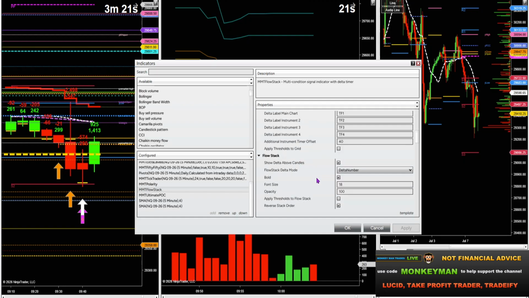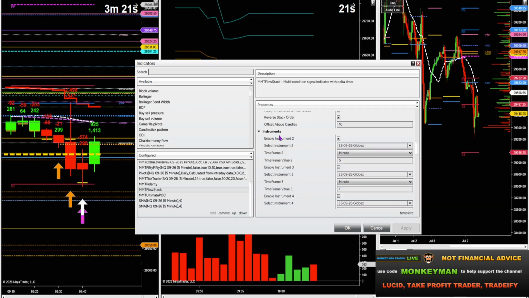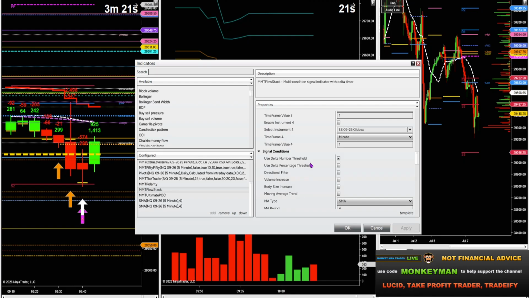I've got the delta numbers above the candles. I've got my secondary instrument of the ES 5-minute on this NQ 5-minute chart. So I'm seeing the delta for the NQ and the ES 5-minute charts. The only signal condition that I'm using is the delta number threshold, nothing else. So when both of these deltas are negative, I get the red candles, and it will continue that way until both numbers turn positive. Then the candles turn green, and will continue that way until both instruments are negative.